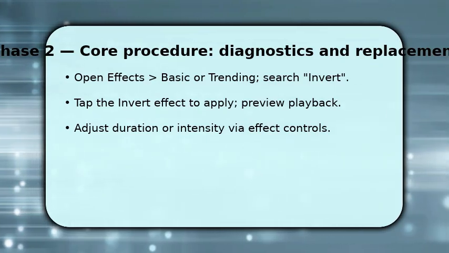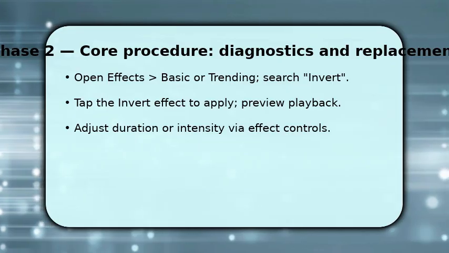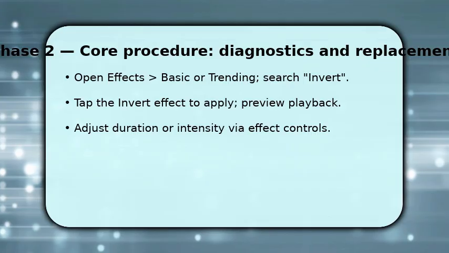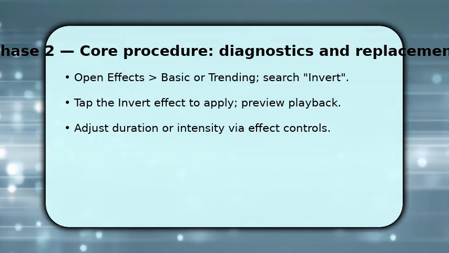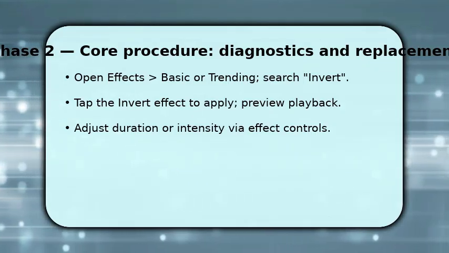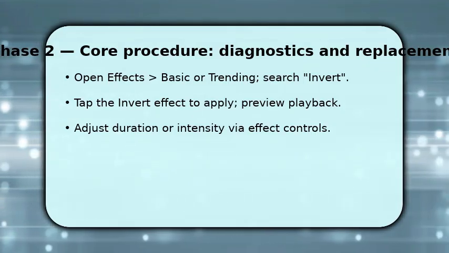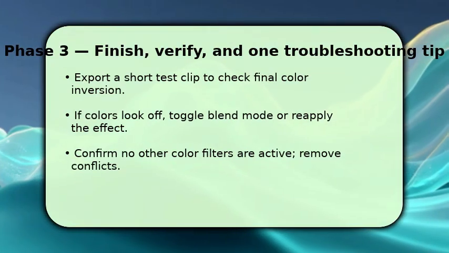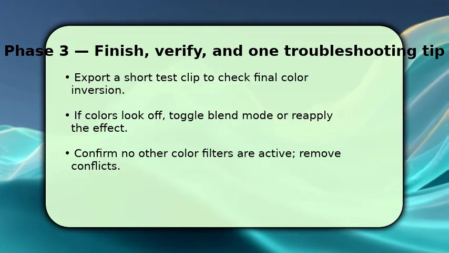If the effect covers the wrong range, drag its edges to match your clip duration. Make sure to adjust any available intensity or blend settings. These let you soften or fully apply the inversion without manual color curve work. To finish, play the full clip and export a short test to ensure the inverted look survives encoding.